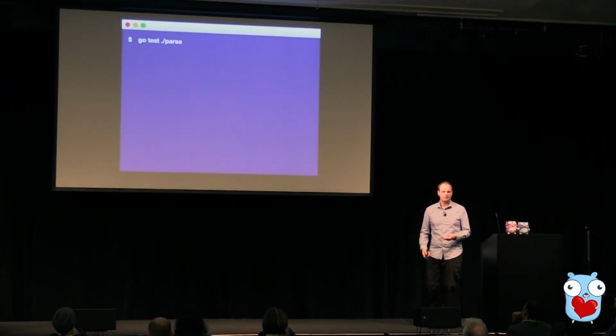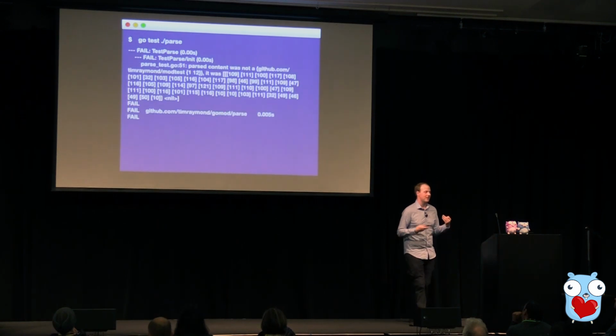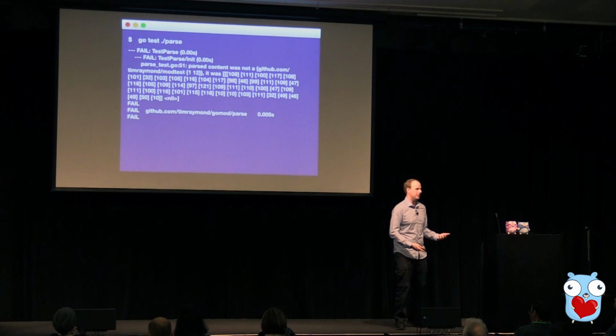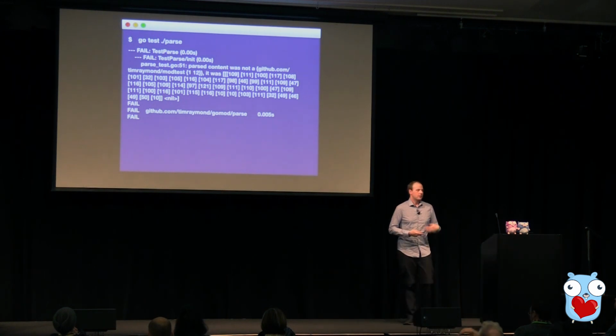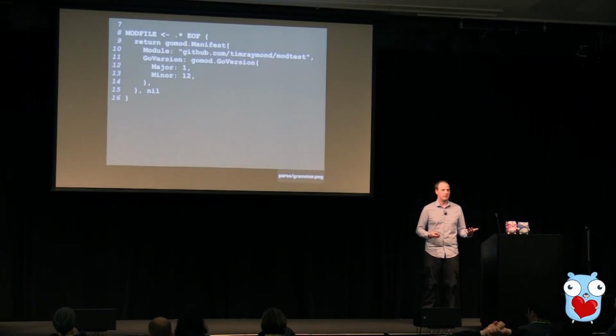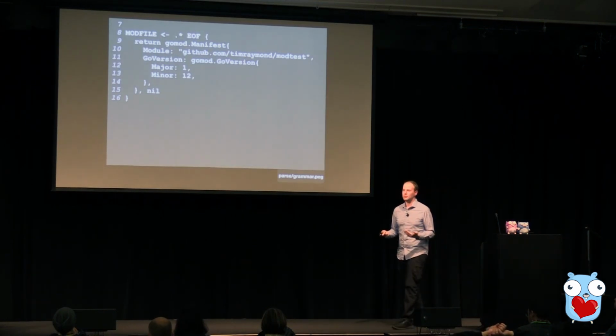So if we run this, we're going to see that this now fails, which is good because our tests are now helping us drive this parser forward. So to actually produce this manifest file, we can add what Pigeon calls an action block to our rules.